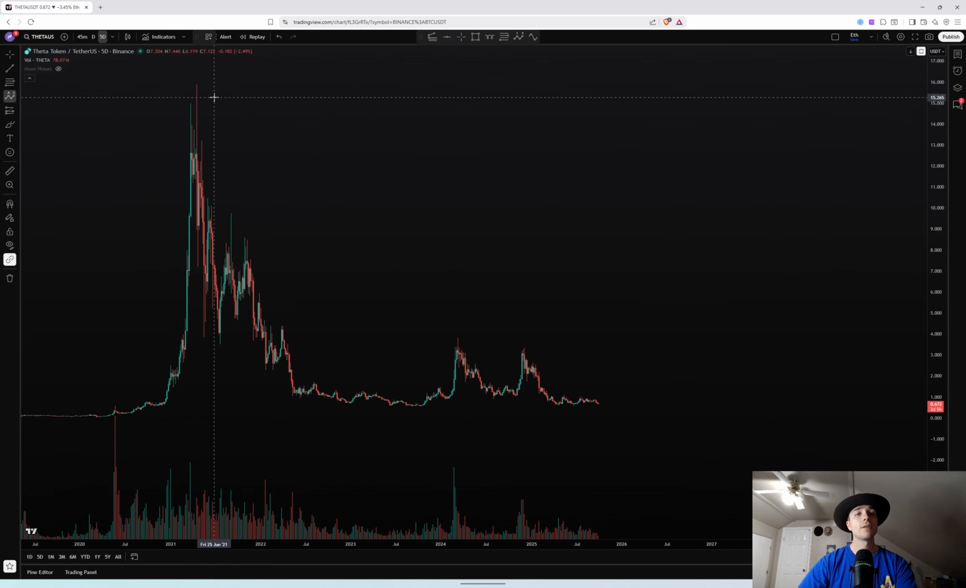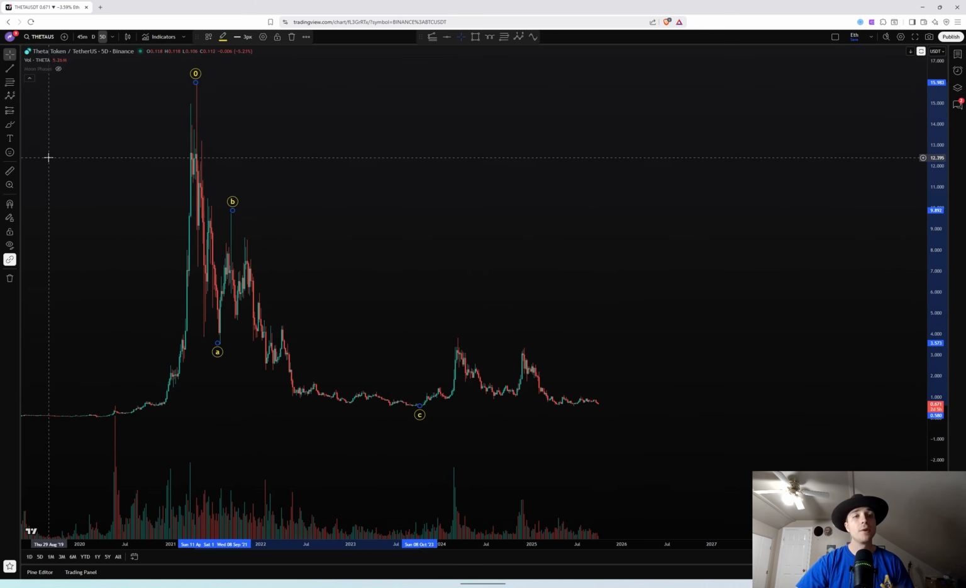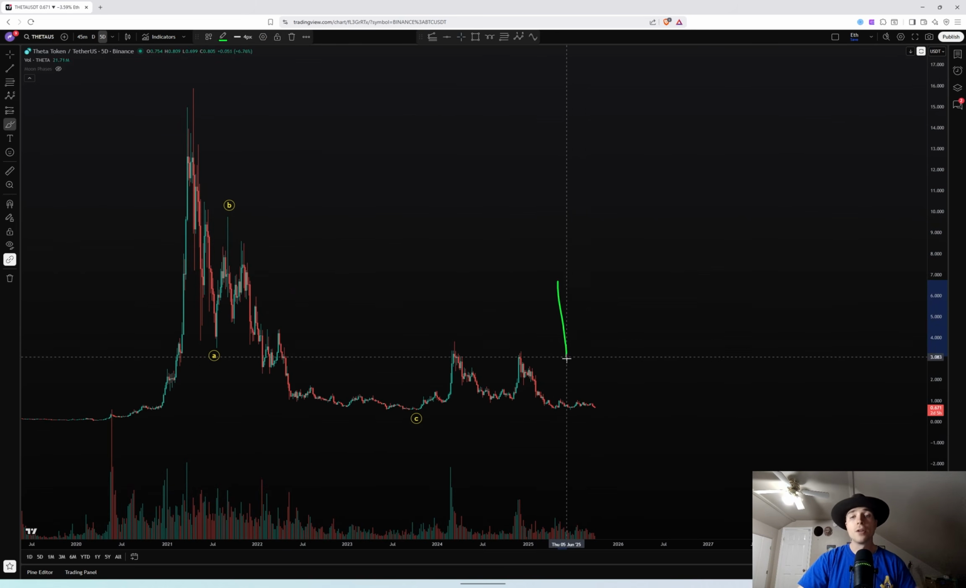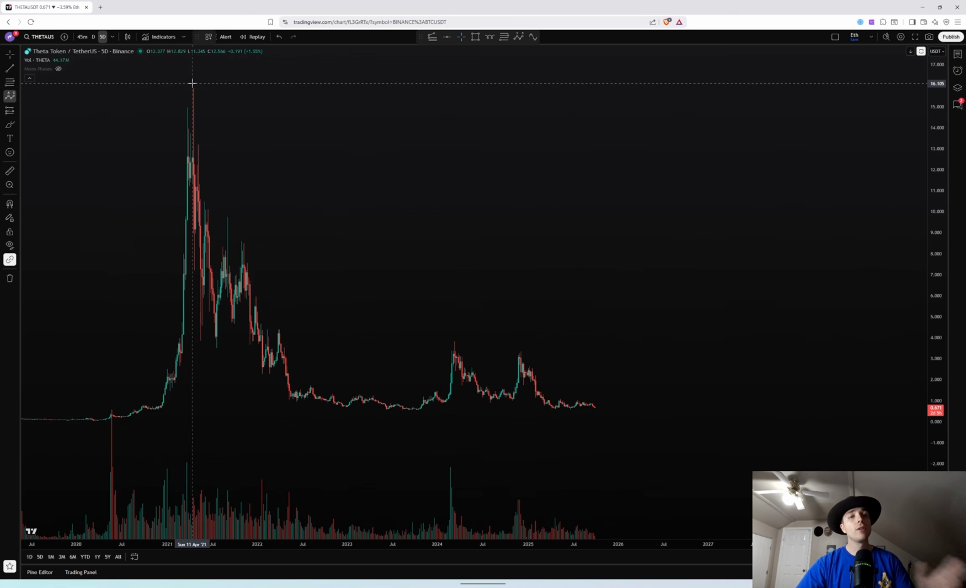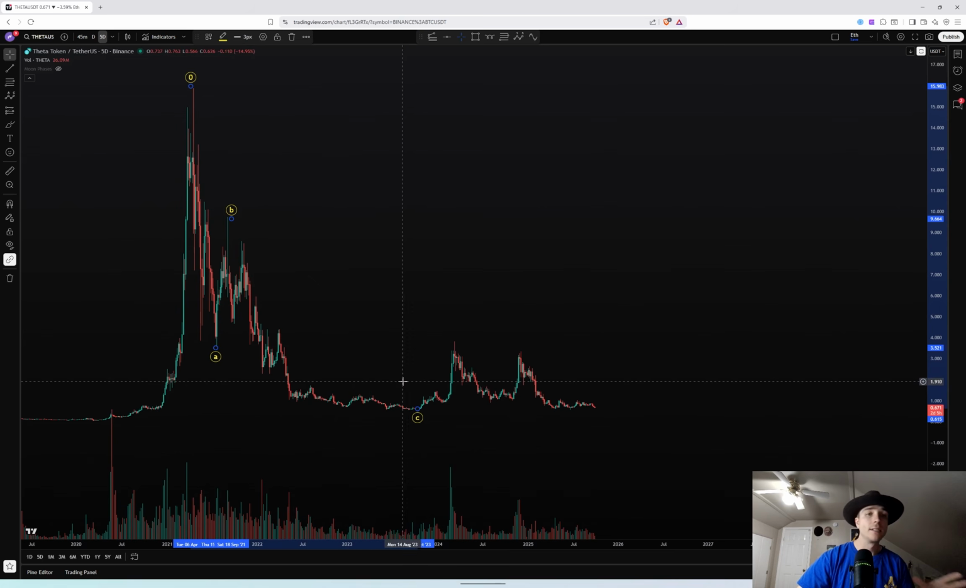So here in the bigger picture, we also see a huge ABC correction, perfect opportunity to buy Theta down here at dirt cheap prices based on this ABC correction in preparation for a new cycle. If you guys don't know, the zigzag ABC correction has over 70% success rate.